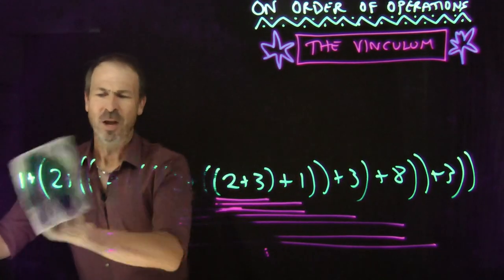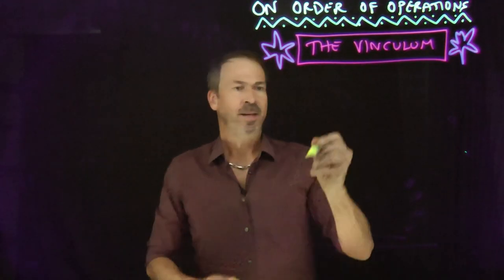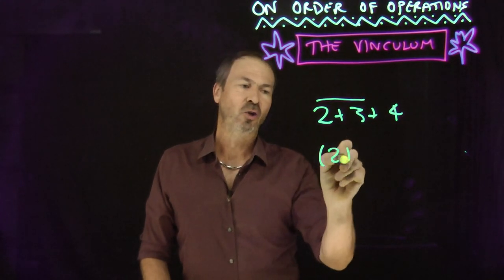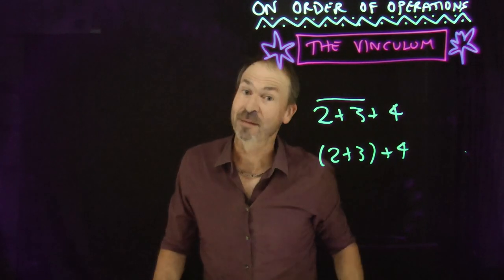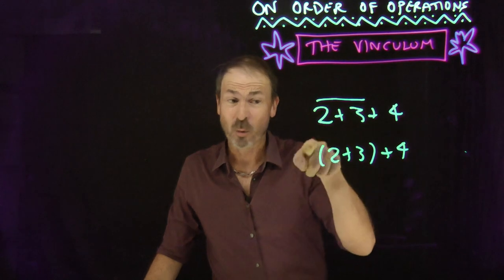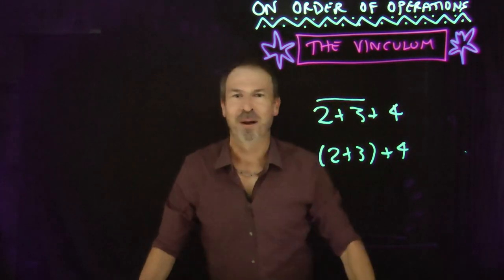So what happened? What made people stop writing 2 + 3 + 4 with a vinculum and start writing it with parentheses? Why the difference? Because in the end, here we are in the 21st century, we're doing this. We're not doing that anymore. So something changed. What happened in the history of mathematics?